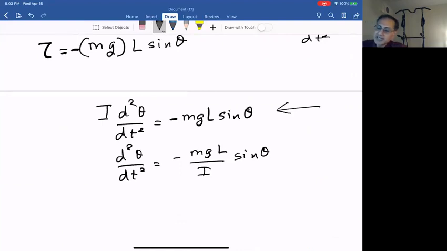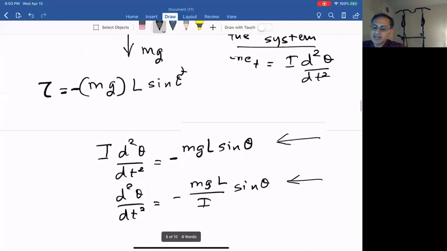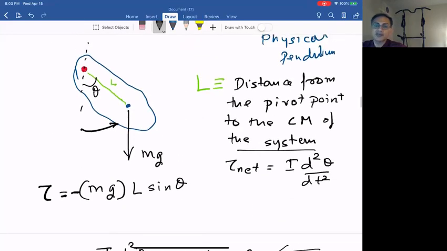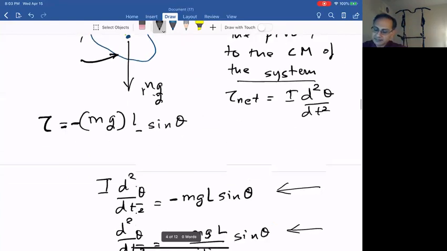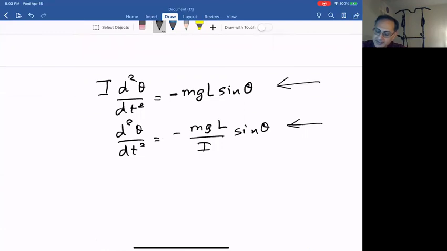Now, this equation by itself is a rather complicated differential equation, and it does not have simple solutions. However, if we decide that we are only going to restrict ourselves to small values of theta, in other words, we are not swinging the physical pendulum all the way out here, we are just swinging it out a little bit, so keep the value of theta under 10 degrees or something like that, just small values of theta, then we can use something called the small angle approximation.